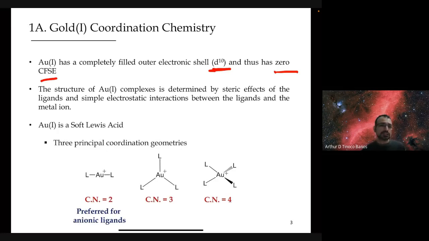And so here is just an overview of the general coordination geometries that gold 1 can adopt. So gold 1 is a soft Lewis acid. All right. So when you're now thinking about a perspective of metals and their anti-cancer function, compared to platinum 2, that is also a soft Lewis acid. So keep that in mind. All right. So gold 1 has 3 principal coordination geometries. It can have coordination number 2, 3, and 4. And so here I'm just giving you the idealized geometries that correspond to these coordination numbers. And so there is a preference for coordination number 2 when you're talking about anionic ligands.